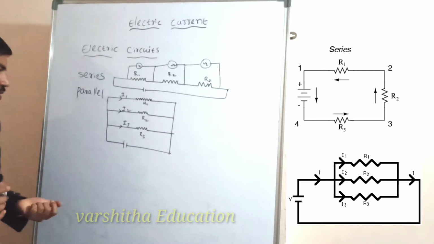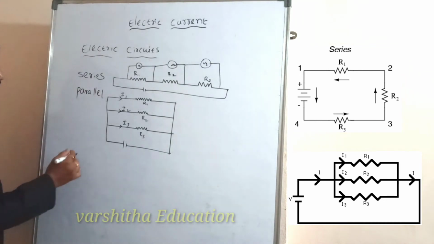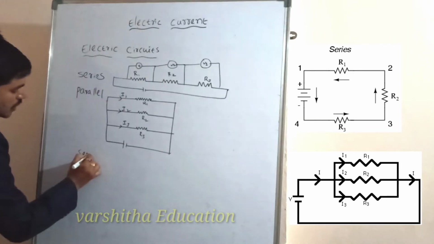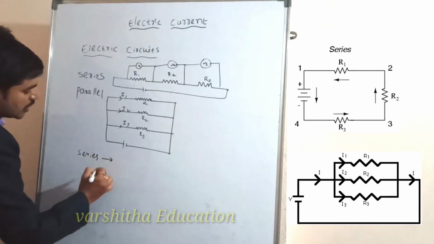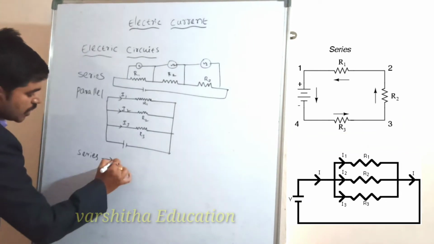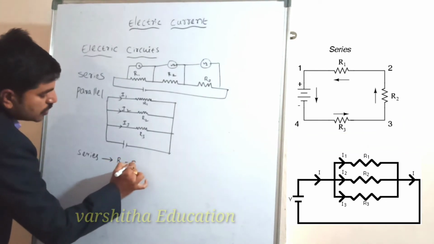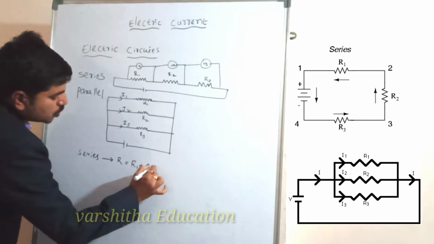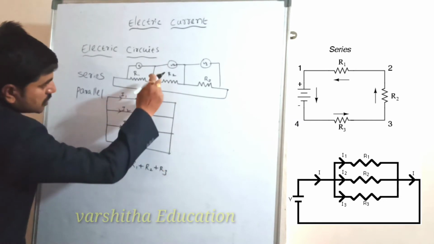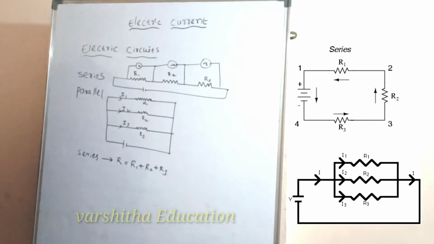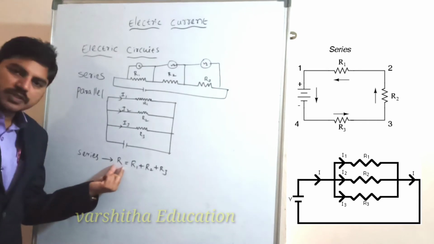So now the series connection formula. Directly I am going to write the formula: the equivalent R is equal to R1 plus R2 plus R3. For example, in this situation, three resistances are there in a series connection.